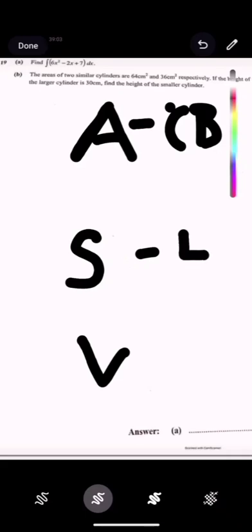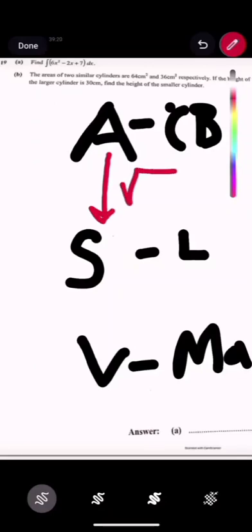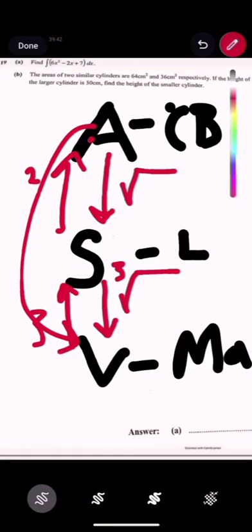You can think of the volumes as I will say, Mazabuka. Okay, so to move from area to sides, you have to do square root. Then to go back from sides to area, you have to do power 2. To move from sides to volumes, you have to do cube roots. To move from volume to sides, you have to do power 3. You cannot move directly from volume to area, or area to volume. You have to pass through sides.